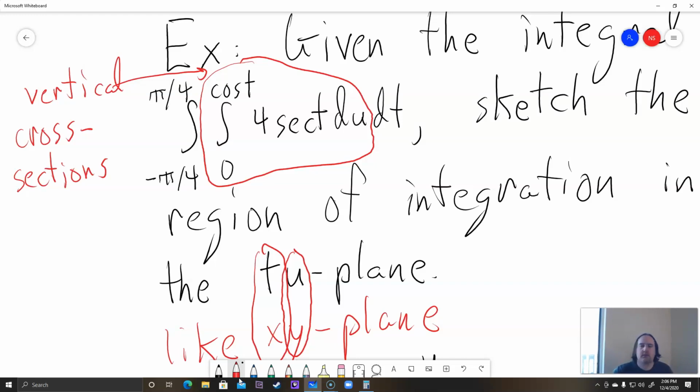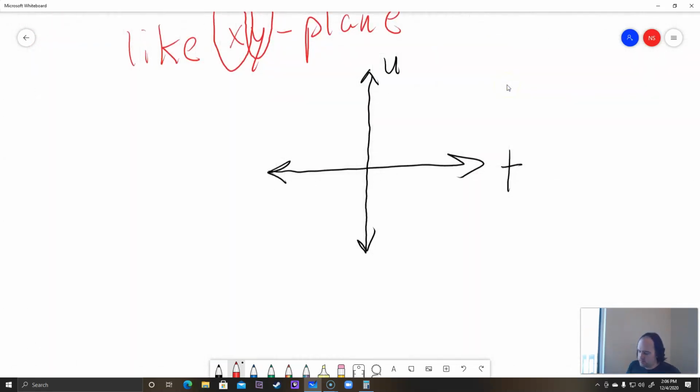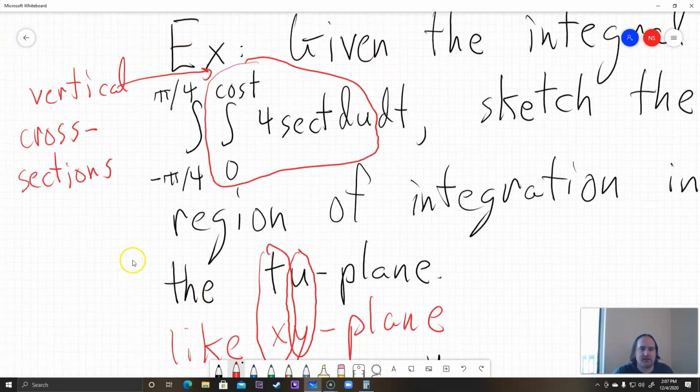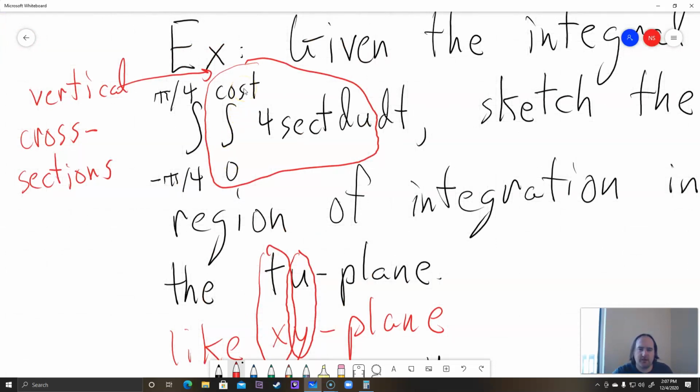Okay, so when we're doing this, I'm not actually going to do the full integral. I'm just going to set up the drawing. So what's the sketch going to look like? Well, the outer integral is actually easier to start with here because it's going from negative pi over 4 to pi over 4 dt. So on the t-axis, which is the horizontal axis, we're going from negative pi over 4 to pi over 4. But then on the u-axis, that's where we have to go from 0 to cosine of t.